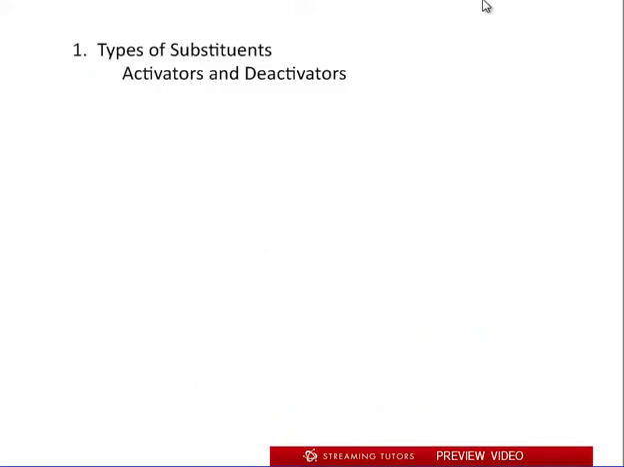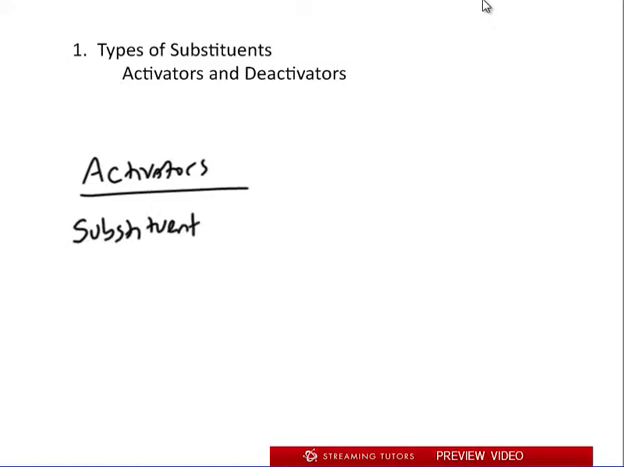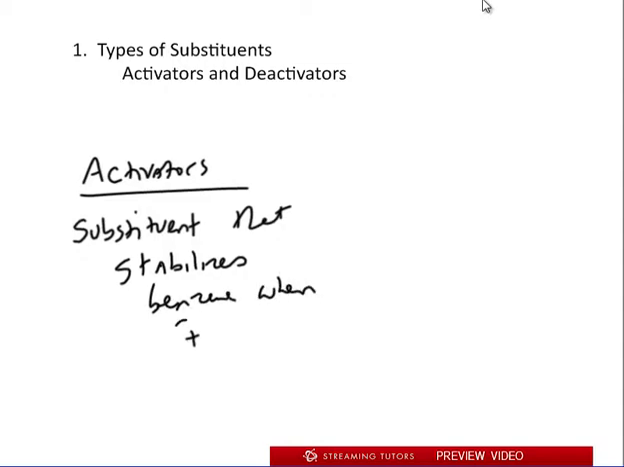So the first thing is, what is an activator? Well, an activator, in the simplest terms, is a substituent. Remember, substituents are things that are off the parent, off the benzene in this case. A substituent that stabilizes benzene when positive. Okay, and let me not draw a positive symbol because that's going to throw you off. You'll see in a moment. When positive. Okay, that's what an activator is.